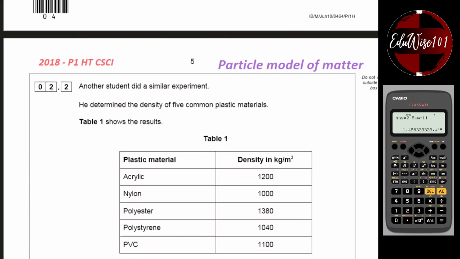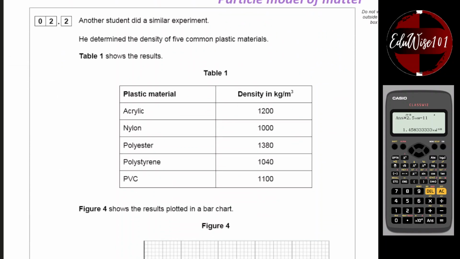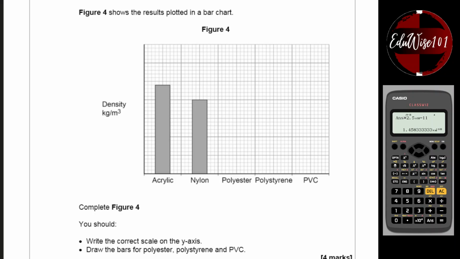Next question, 2.2. Another student did a similar experiment. He determined the density of 5 common plastic materials. Table 1 shows his results. So the plastic materials tested were acrylic, nylon, polyester, polystyrene, and PVC, and they have given you the density in kilogram per meter cube, right? Now, figure 4 shows the results plotted in a bar chart. So you've got density and the different materials. Complete figure 4, you should write the correct scale on the y-axis.